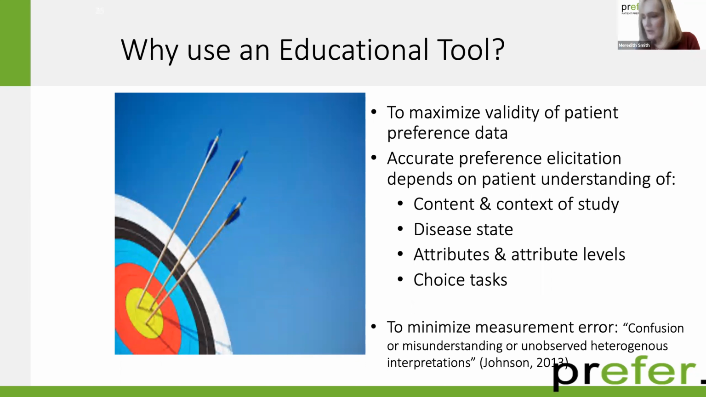So why use an educational tool in the context of a patient preference study? Well, there are at least two compelling reasons for doing so. The first has to do with maximizing the validity of the data being collected. Accurate preference elicitation depends not only on patient understanding of the content and the context of the study, but some information about the disease state, an understanding of the attributes and the specific attribute levels, and an understanding of not only the choice tasks, but how to do them.